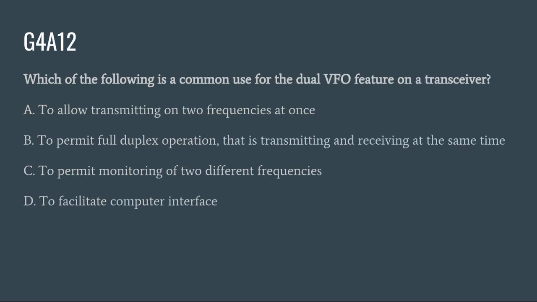G4A12, which of the following is a common use of the dual VFO feature on a transceiver? A, to allow transmitting on two frequencies at once. B, to permit full duplex operation, that is transmitting and receiving at the same time. C, to permit monitoring of two different frequencies. Or D, to facilitate computer interface. Correct answer is C, to permit monitoring of two different frequencies.